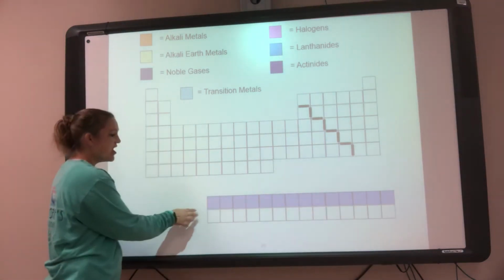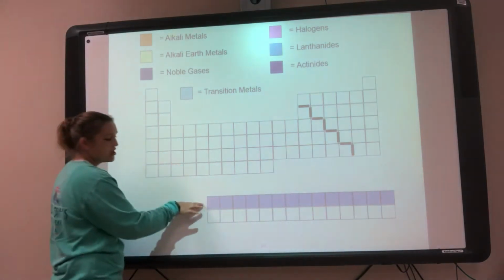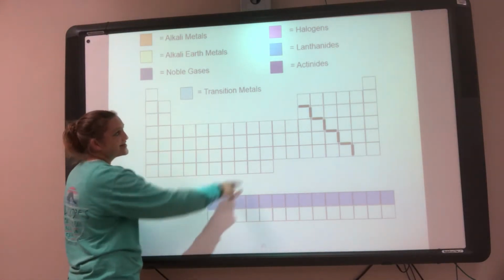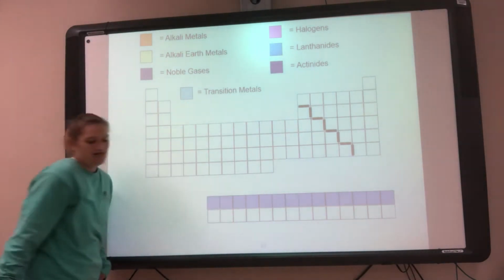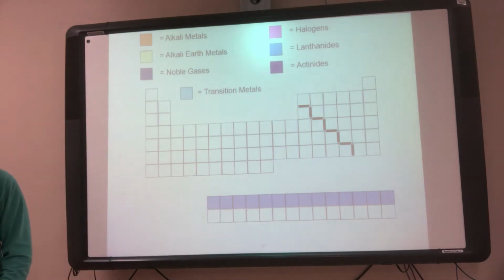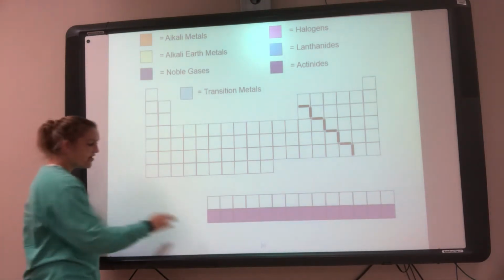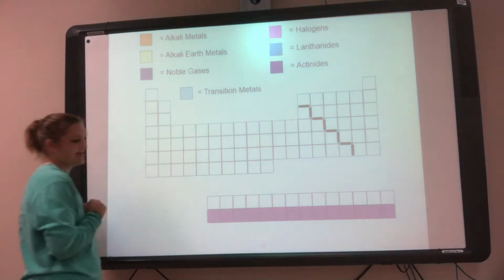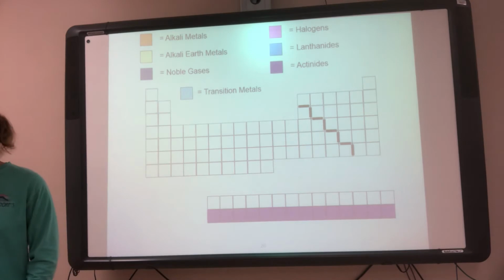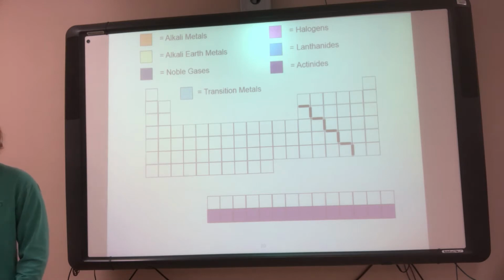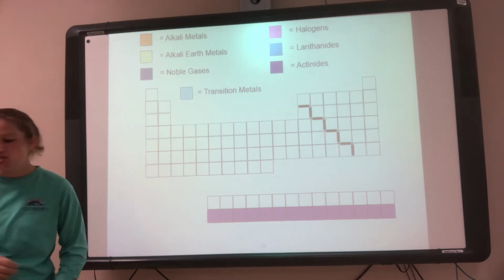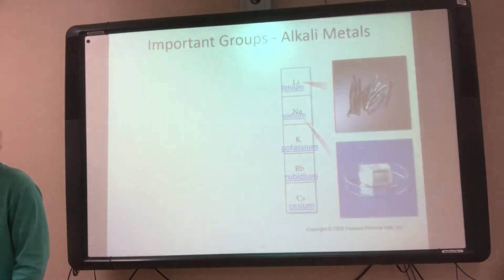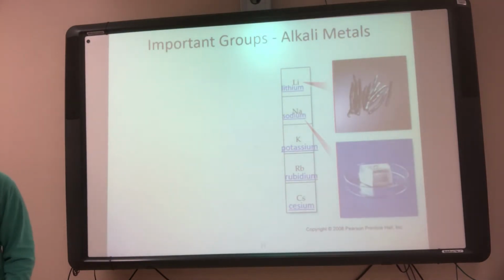Then the top row here in my F block, these are the lanthanides. And then the bottom row in my F block are my actinides. So you have my lanthanides and you have my actinides. All right, so those are the different names of the rows. Now we want to talk a little bit more in depth about each of these groups. The first one we said was group 1A.